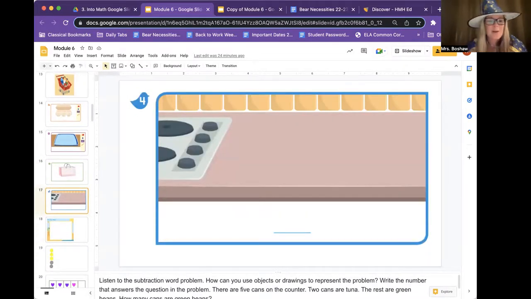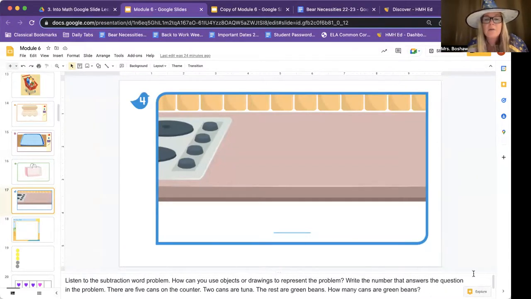Okay, number 4. Listen to the subtraction word problem. How can you use objects or drawings to represent the problem? Write the number that answers the question in the problem. There are 5 cans on the counter. 2 cans are tunas. The rest are green beans. How many cans are green beans?